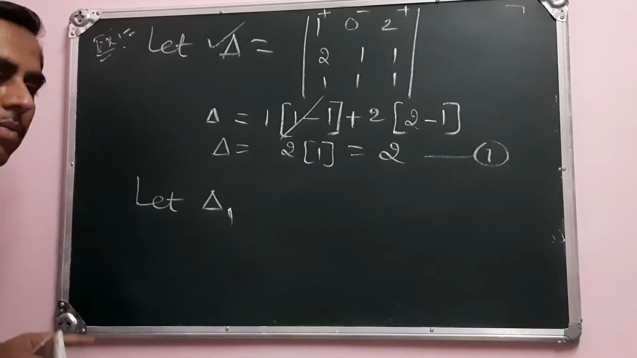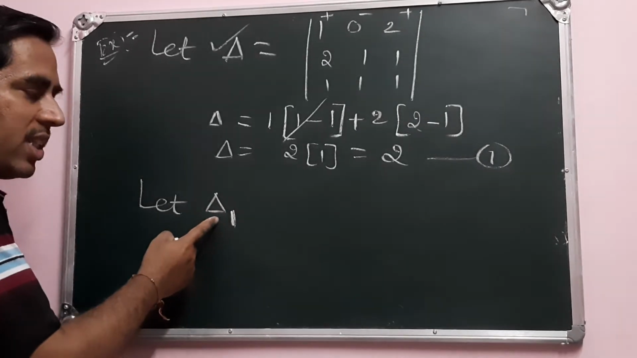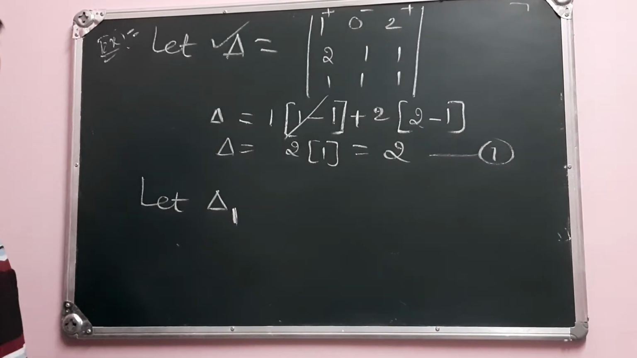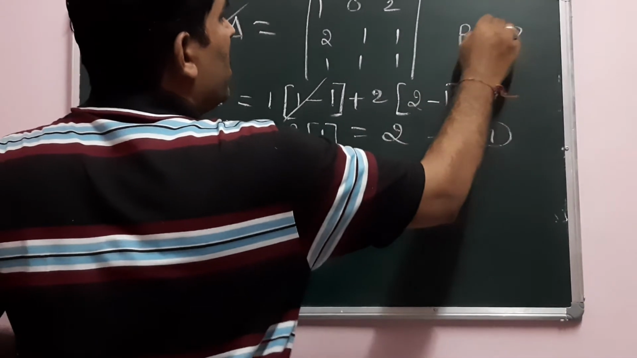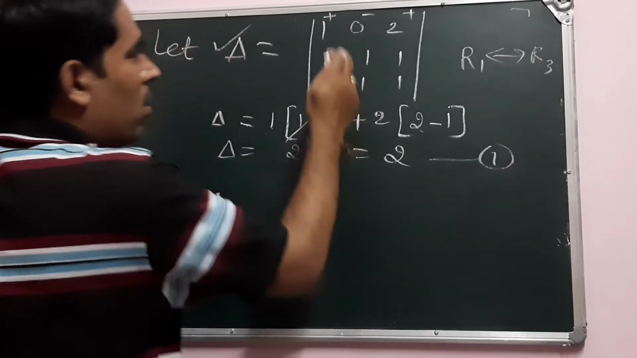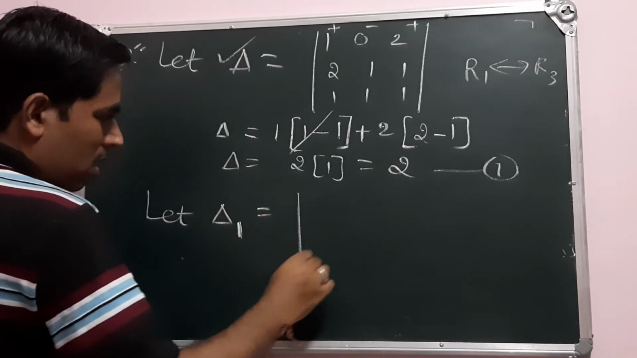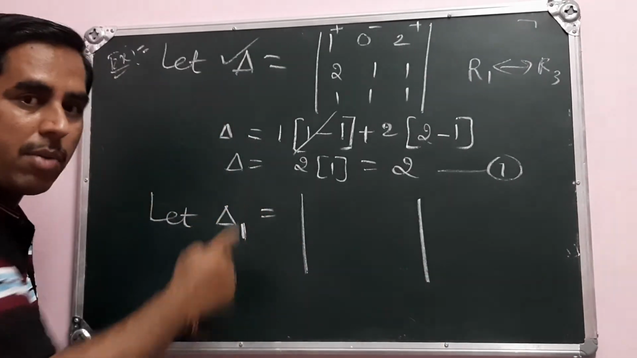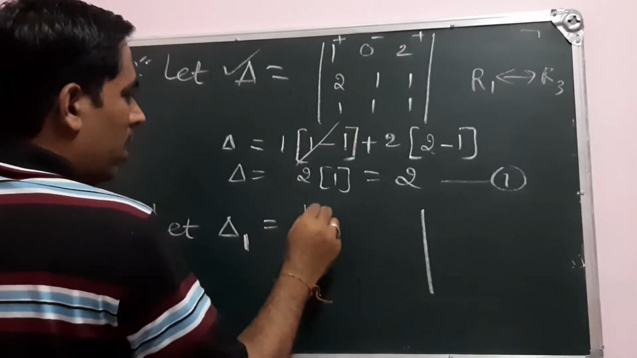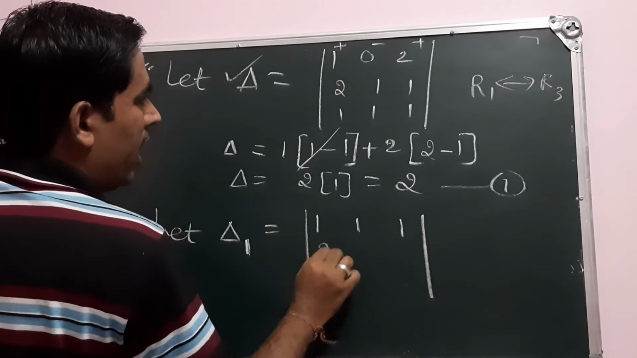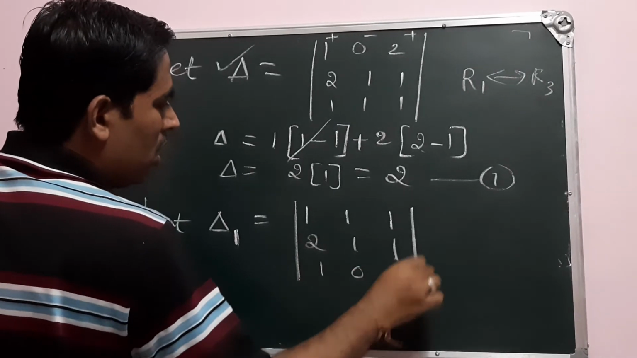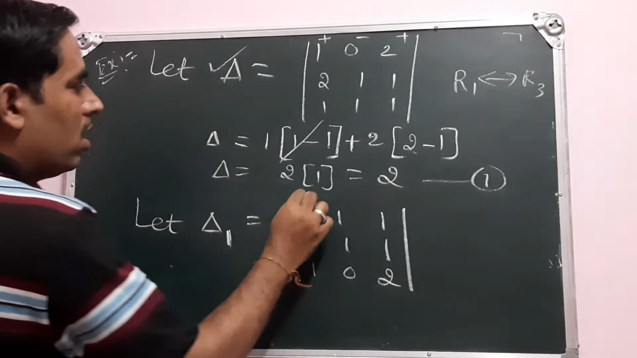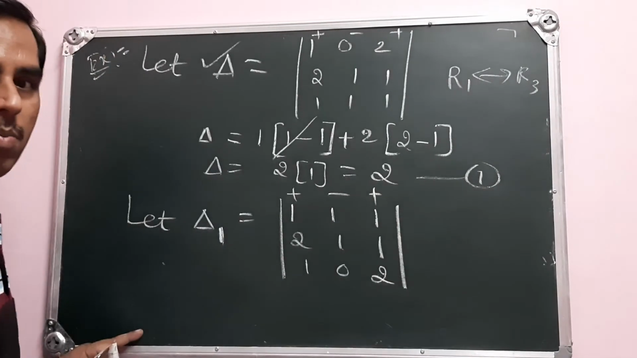Let us consider another determinant, delta 1. So this is the determinant. Let us interchange the first row and third row as we did in the property. So what happens here? Observe carefully. This is the property we have proved. Then I will write 1 1 1. Then I have not disturbed the second row. Then this comes here, 1 0 2. So let's expand this. So plus minus plus.